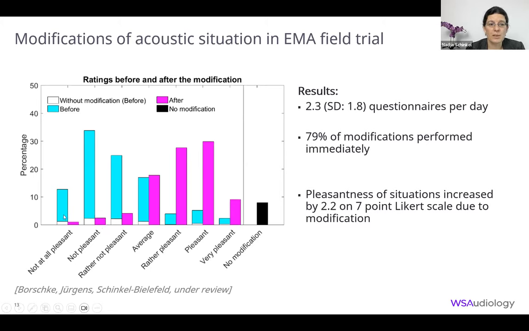So you can see the cyan colored bars and the white ones. These are the ratings before the modification, and they are clearly skewed towards negative ratings. And the pink colored bars are the ratings after the modification. So they are skewed towards positive ratings, a little bit similar to the ceiling effect we see in the ratings of many other studies. So there is a significant difference you can make by modifying your acoustic environment.